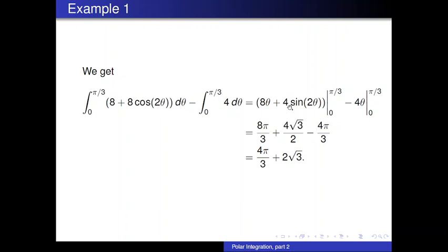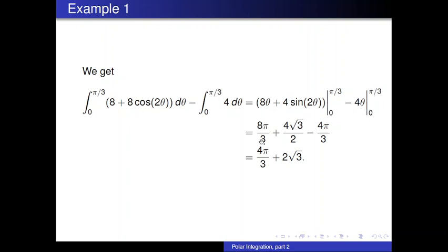So we end up with 4 sine of 2 theta. We'll evaluate this at 0 and pi over 3 and take the difference. And then we also have the integral of 4, which is 4 theta. We'll do the same there, evaluate it at 0 and pi over 3 and take the difference.